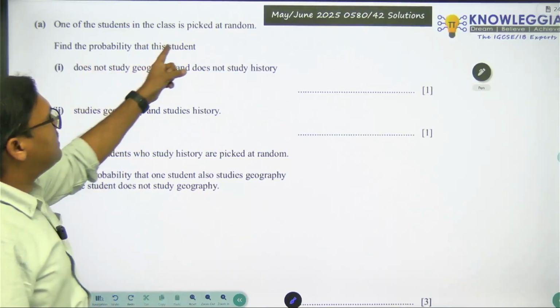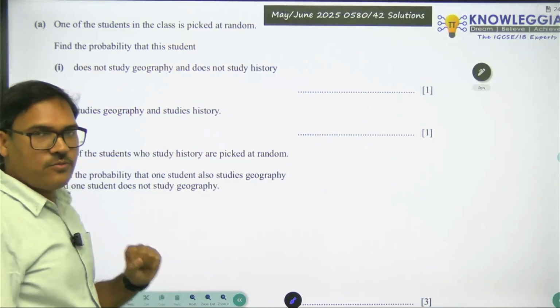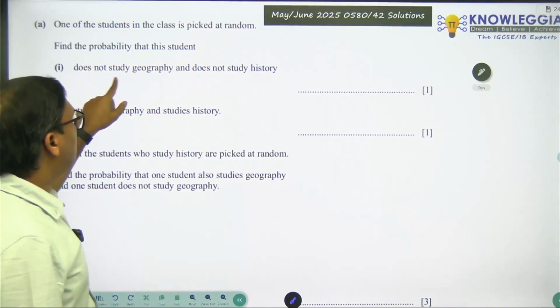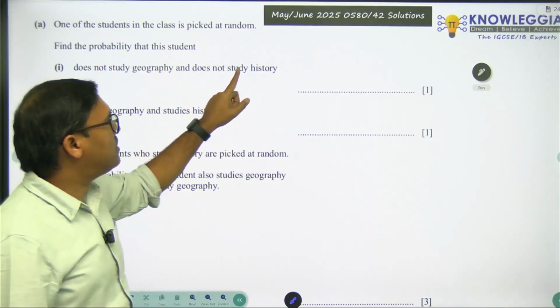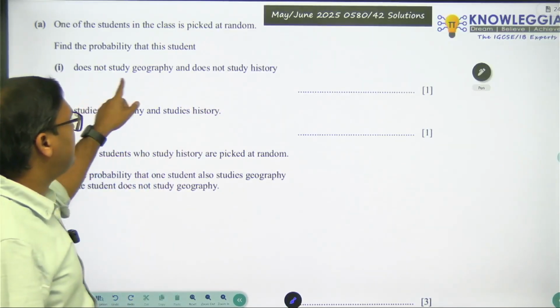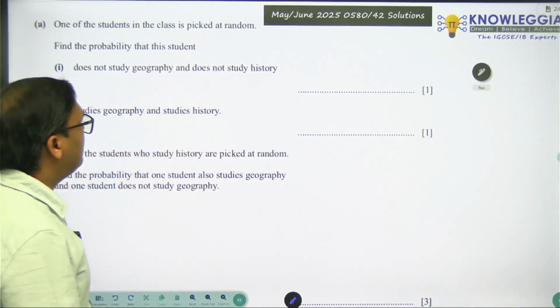Now the question is: one of the students in the class is picked at random. So basically, this is a question on probability. Find the probability that this student does not study geography, does not study history. So the number of students who are not studying geography as well as history.